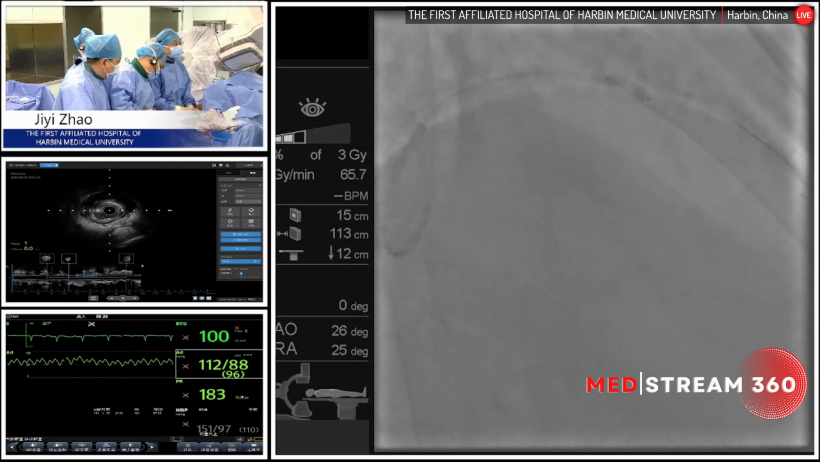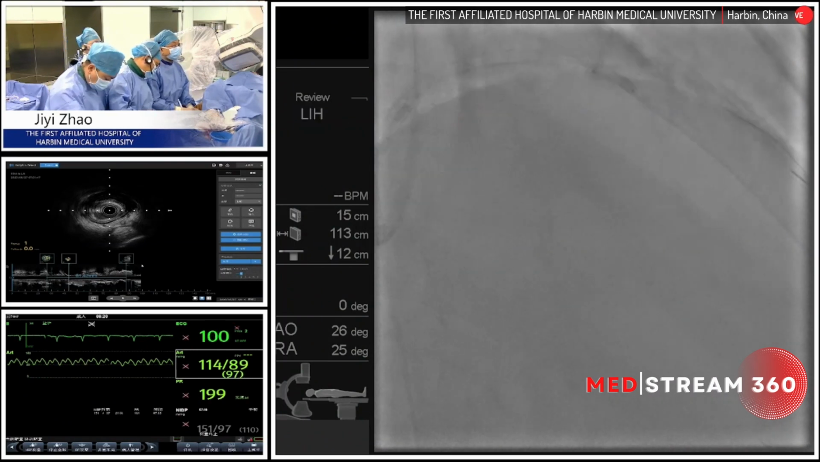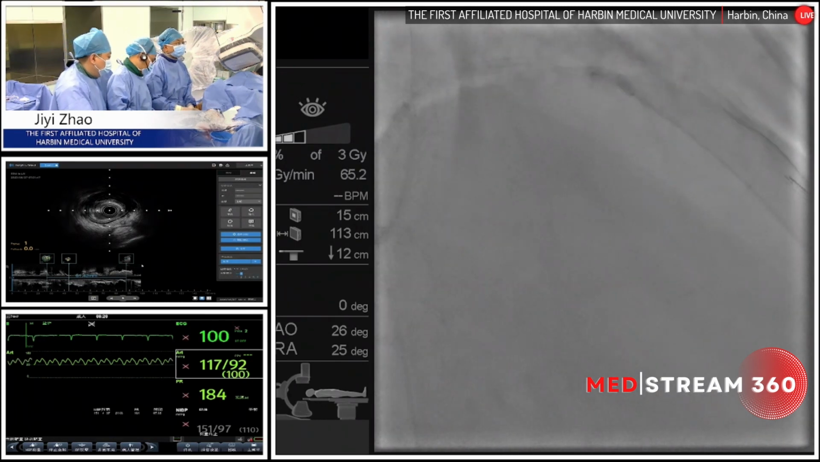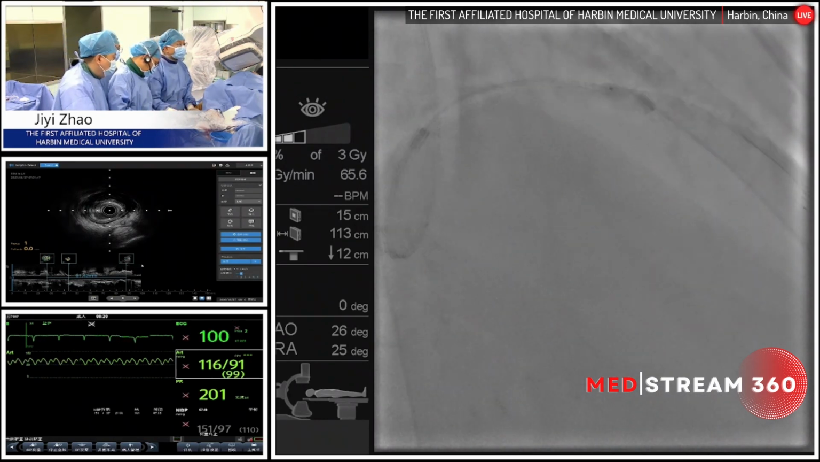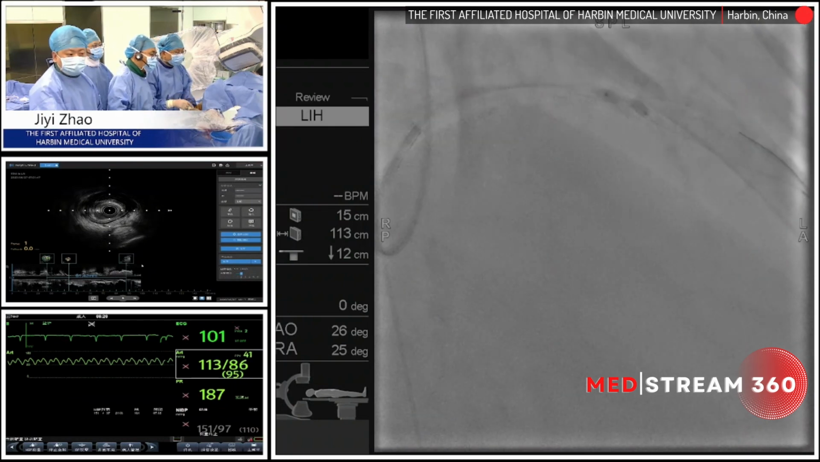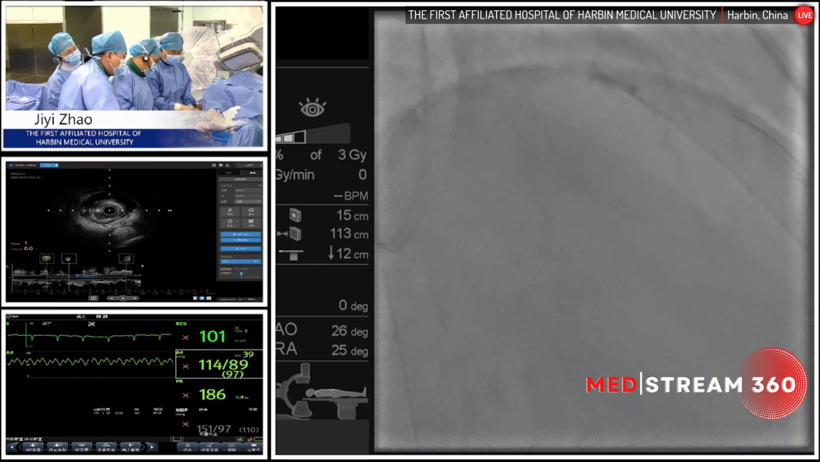Okay, we can see that Professor Zhao has already finished the first round of the shockwave for the most severe part. We can see that at this part, at full atmosphere, the balloon doesn't open very well. I think this is the sign of the restriction from the calcification.